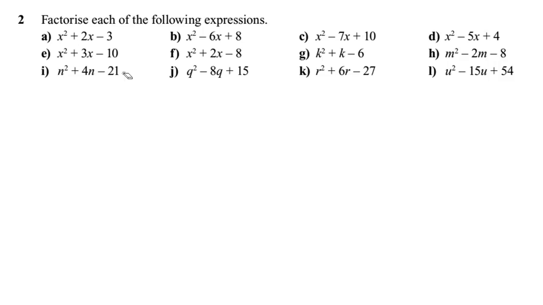So what I'm going to do here, I'm going to do question H for you, and I'm going to do question J, and I'm going to do question L here for you. So let's start with question M. So I've got m squared minus 2m minus 8. Straight away, I need two brackets because m is squared. This m will have come from m times m straight away. Now, I'm looking for two numbers that if I multiply, I get negative 8.